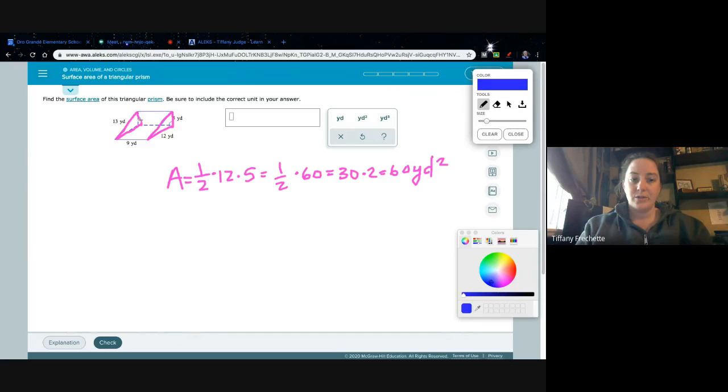Now let's go to this rectangle all the way in the back here. So we have a height of 5. I don't have any other measurements, but this length here is 9.